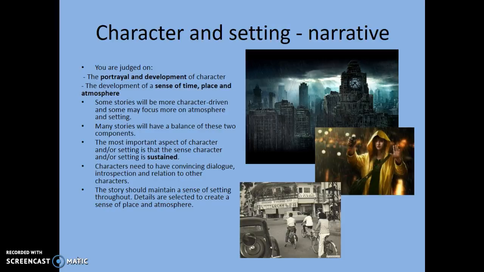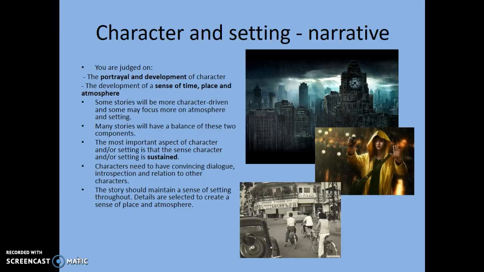Now, in the narrative, what you're being judged on is your portrayal and development of character and the development of a sense of time, place, and atmosphere. Now, clearly, some stories are going to be more character-driven and some may focus more on atmosphere and setting. That doesn't really matter. Many stories will have a balance of these two. The most important aspect of character and or setting is that the sense of character and or setting is sustained. It needs to feel as though it continues throughout the whole story.